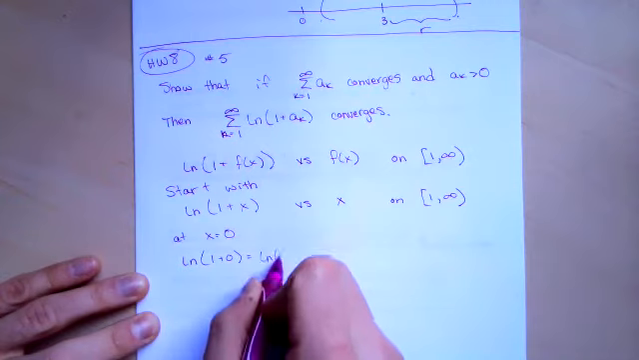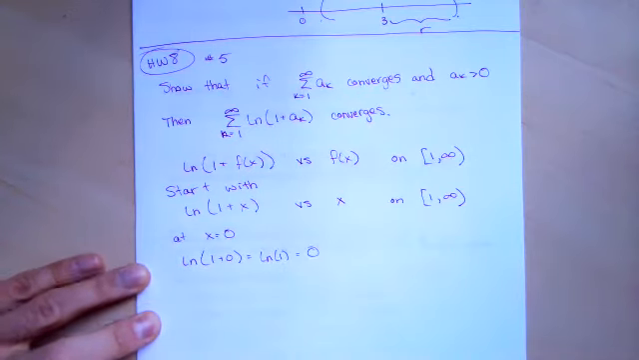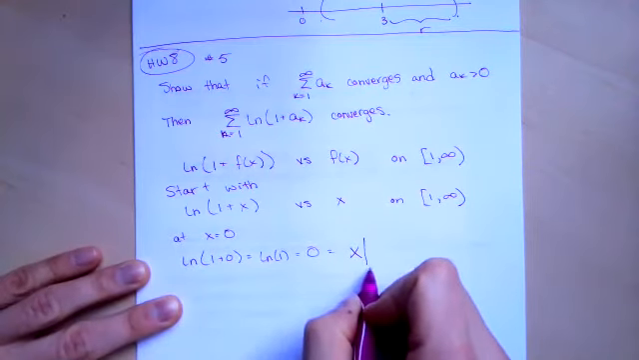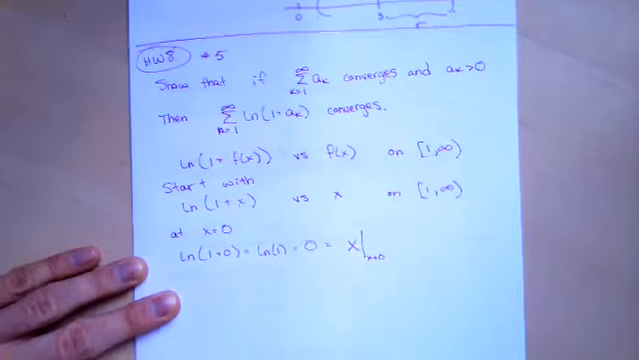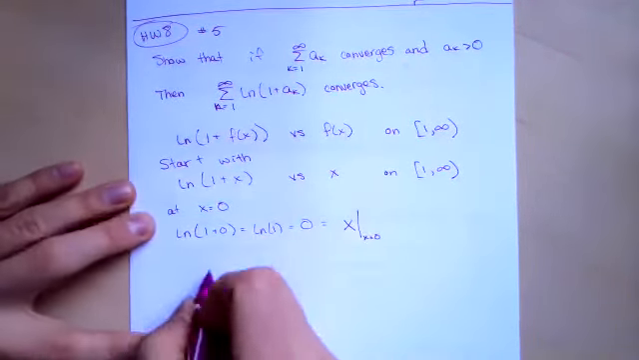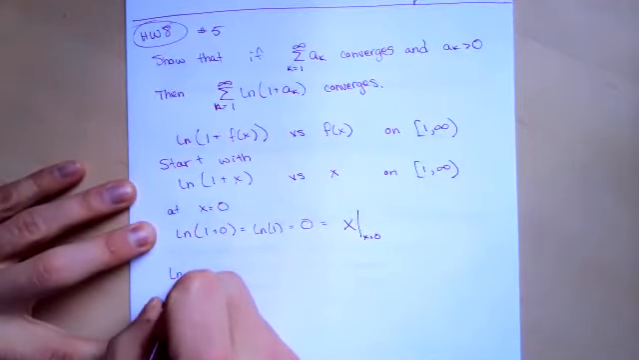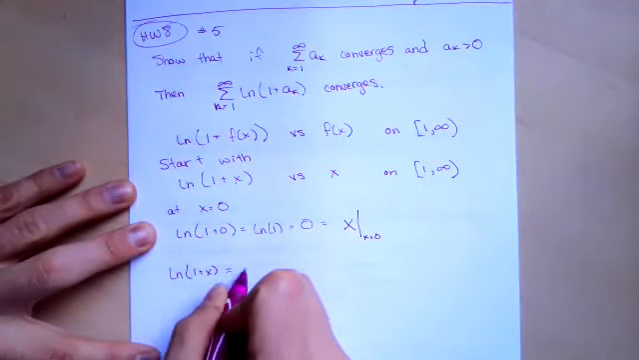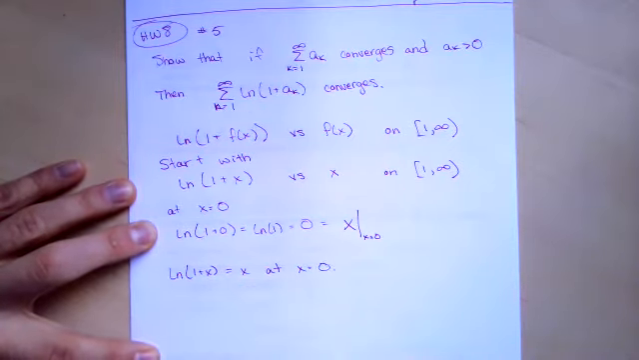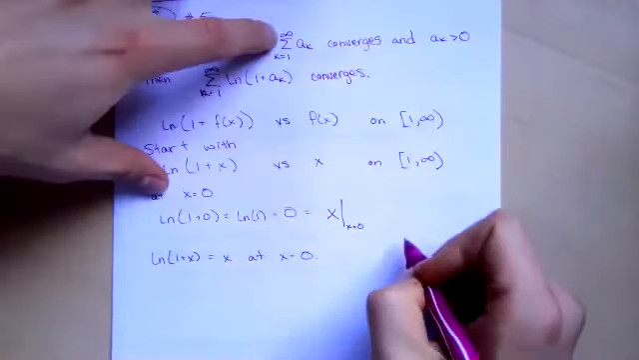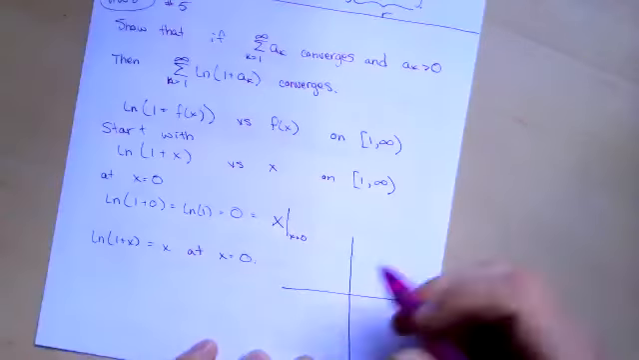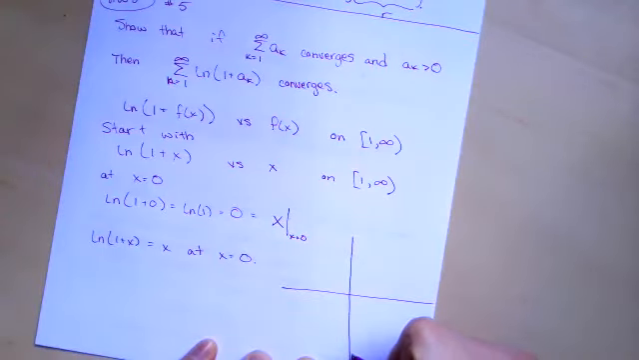We get natural log of 1, which is 0, which is also equal to this function evaluated at x equals 0. So I know that these two functions are equal at a point. We saw this on the graph yesterday when we were approximating natural log of 1 plus x by a polynomial.